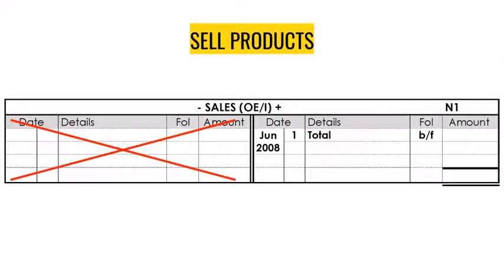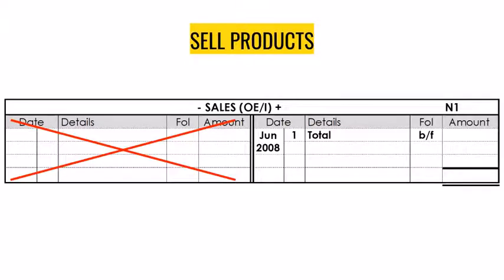So sales is when we sell products, and the reason why I made a big red cross on the minus side of sales is because in the nominal section in Form 2, we only use the plus sides of the accounts. So you can, if you want to, cross out the minus sides of an account just to ensure that you don't write something there. Okay, so the plus side of sales is on the credit side because it's an income account.